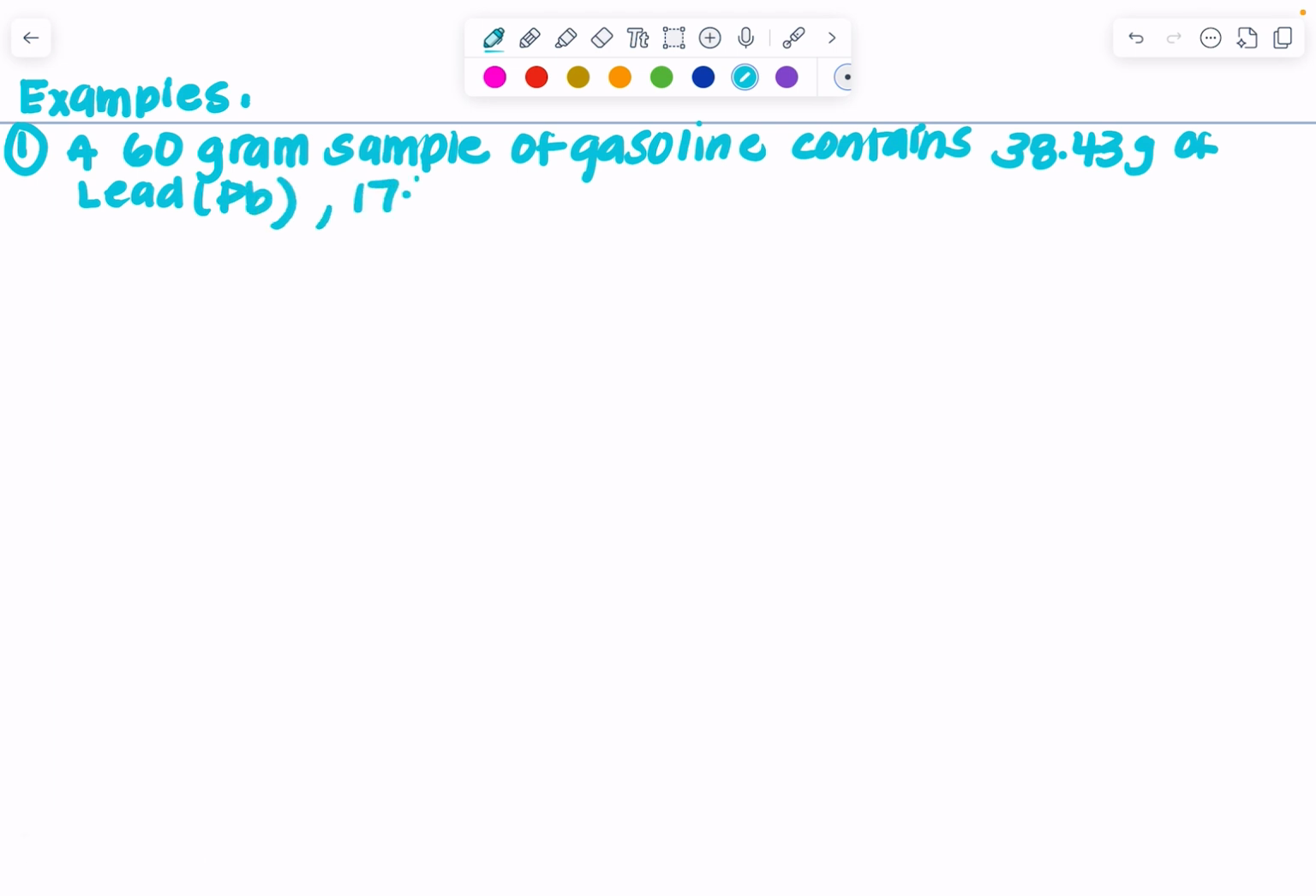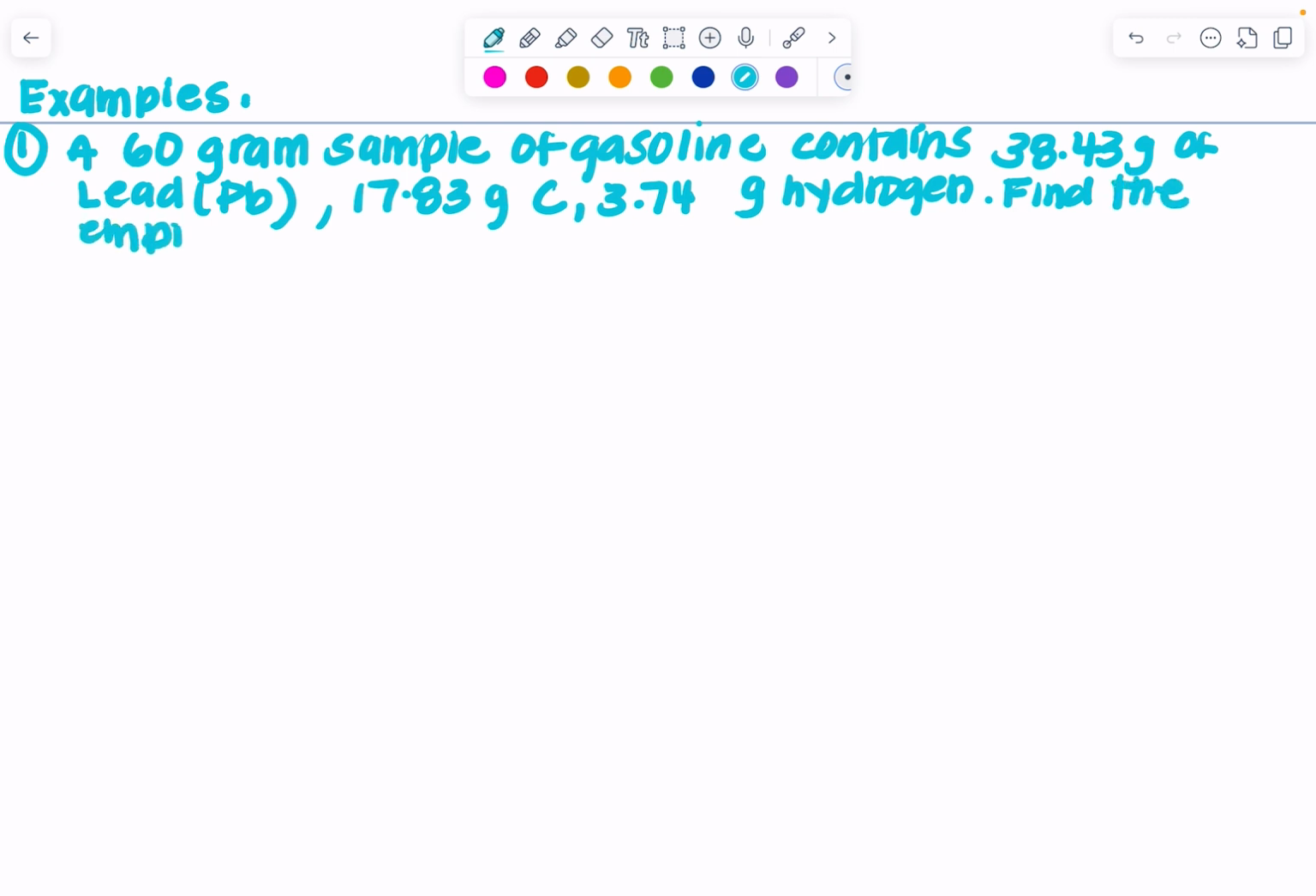It also contains 17.83 grams of carbon. It also contains 3.74 grams of hydrogen. So we know that the formula of gasoline has lead, carbon, and hydrogen in it. Find the empirical formula. Pretty straightforward. We are given grams in our question, so this is given mass.